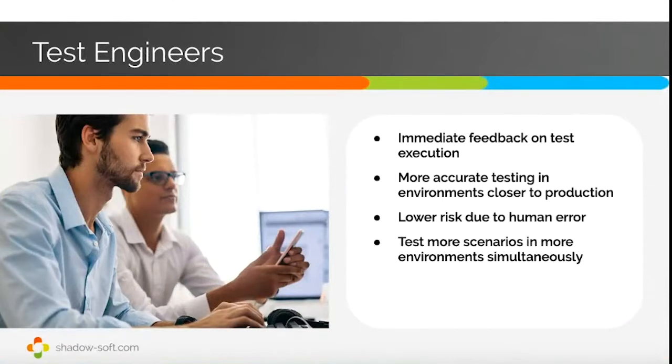And like we talked about with developers, the ability for me to test more scenarios and more environments simultaneously, that's a huge thing for a test engineer. In the old days, we'd have to have very specific environments set up and able to be executed in, and the setup took lots of time. So because I'm using automation, I can spin up 10, 15 environments of different flavors and run my tests in those environments at the same time, versus waiting for them to complete in one environment and then starting them in the next. That gives me much greater efficiency and lets me do a lot more testing in the same amount of time.